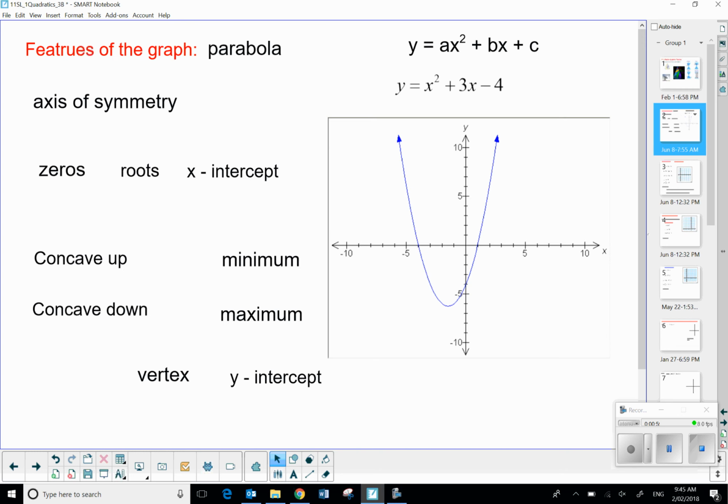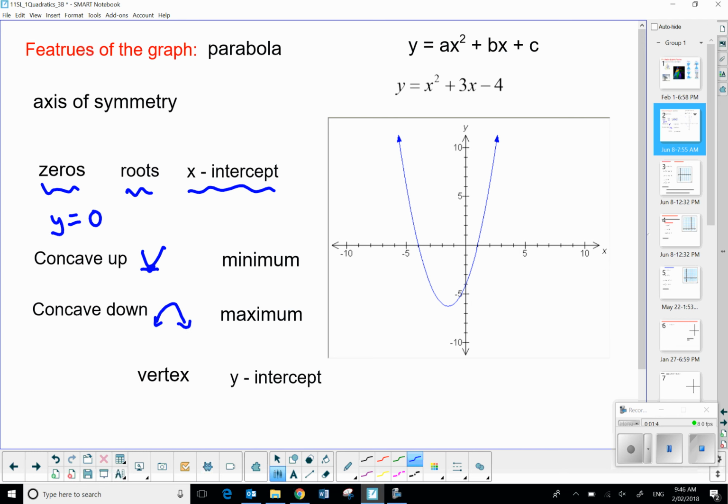The key features of our parabola are the ones here that you need to know, and we've already been looking at them. So we've looked at the zeros, the roots or the x-intercepts. And remember, you can get those algebraically when y is equal to 0. Then we've also talked about concave up, that shape. Obviously if it's concave up, then we've got a minimum value on the parabola. If it's concave down, then we're talking about a maximum.